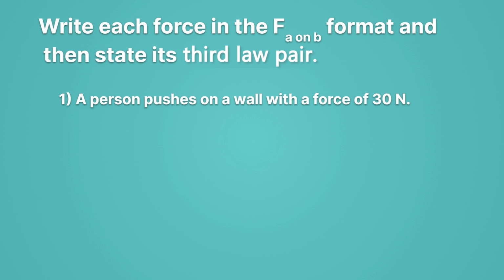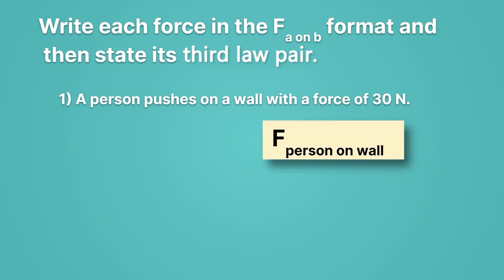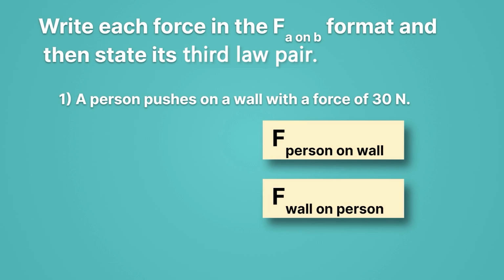So the first force we're thinking about there is the force of the person on the wall, and it's 30 newtons. Well, if we want to come up with the third law pair, we're just going to flip-flop that to the force of the wall on the person. Remember, these would be equal in magnitude, so they'd both be 30 newtons, and opposite in direction.